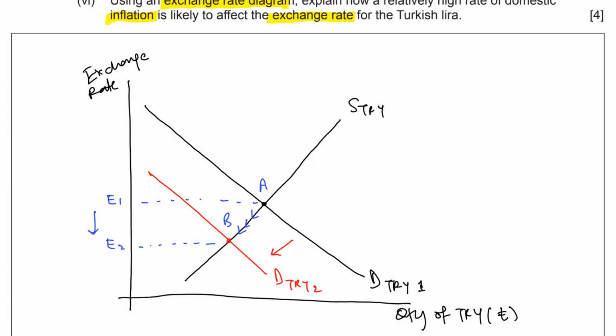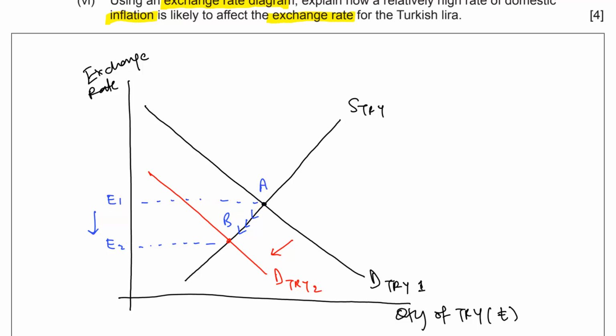And just like a regular supply and demand, we have a supply curve. In this case, we have the supply for Turkish lira, TRY, and we have a demand curve, which in this case is going to be the demand for Turkish lira, D sub TRY1, or whatever notation works for you. Okay, and so in equilibrium, where supply crosses demand, let's say at point A, we're going to have an equilibrium exchange rate given by E1. So that's the exchange rate diagram.